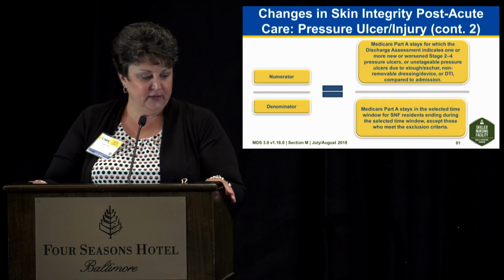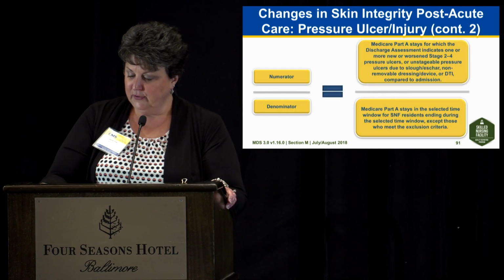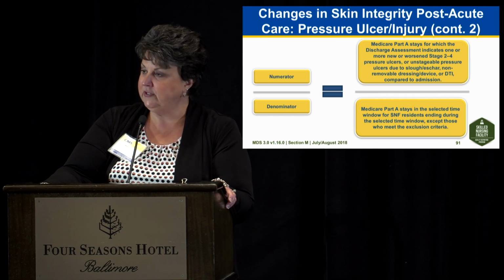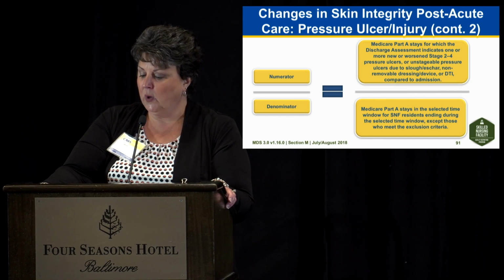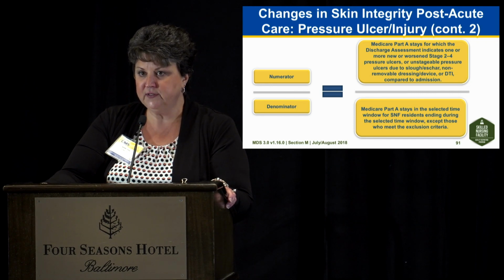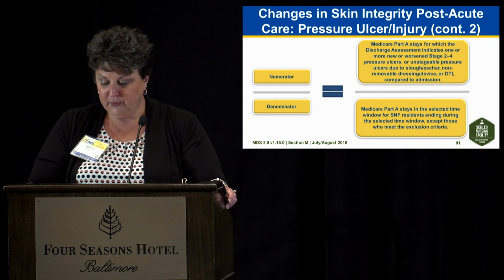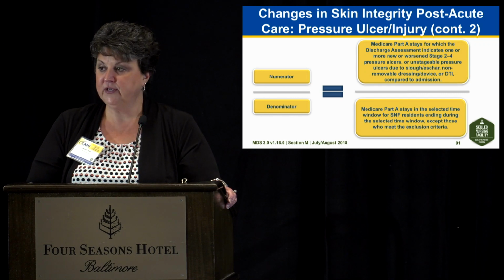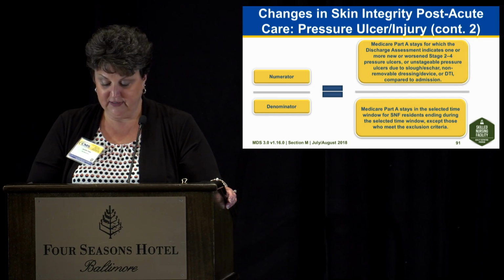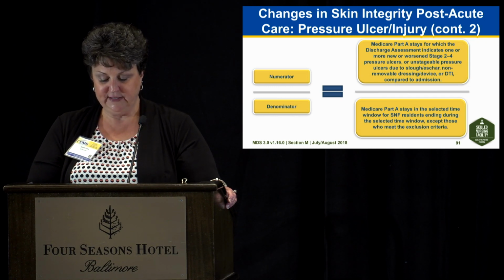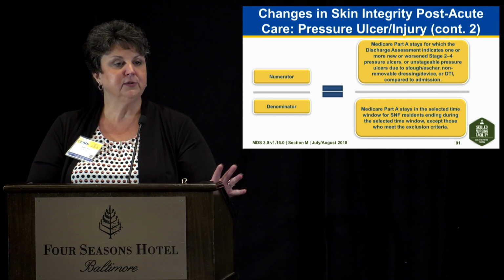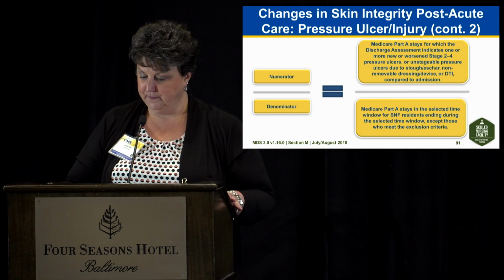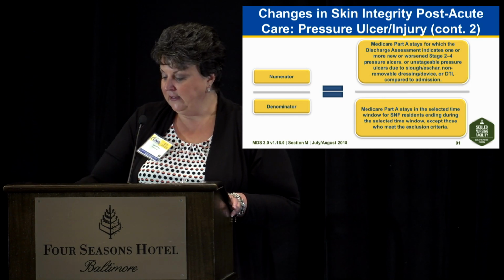So let's look at the numerator and denominator. The numerator is residents who have a complete Medicare Part A stay for which the discharge assessment indicates one or more new or worsened stage 2 through 4 pressure ulcers or unstageable pressure ulcers due to slough or eschar, a non-removable device or dressing, or DTI compared to admission. So it's 2 points in time now, guys, that first assessment and the discharge assessment.